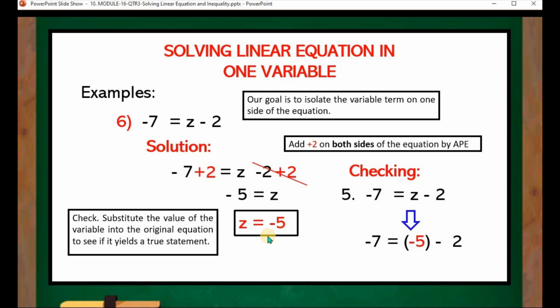Usually kasi, ang orientation natin lagi, dapat ang variable ay nasa right side at ang constant ay nasa left side. So, we can do this one. Pwede natin siyang pagpalitin because we have symmetric property. Okay, so, pero sa checking, dito ka pa rin mag-stick sa given na equation. So, negative 7, si variable, pinalitan mo ng negative 5 plus negative 2. Bakit naging negative 7? Same sign, add and keep the sign. So, they are still equal. Okay?